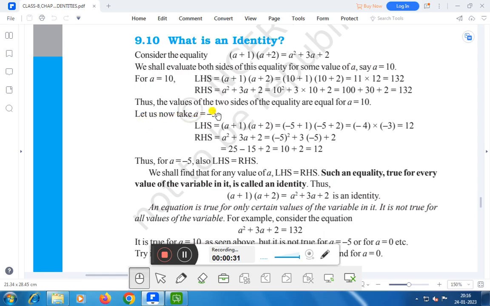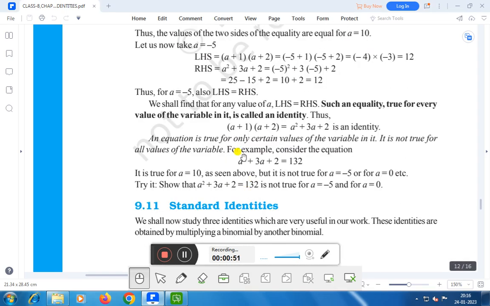Let us now take a = -5. The left hand side is equal to 12 and the right hand side is also equal to 12. So the left hand side is equal to the right hand side. We shall find that for any value of a, the left hand side is equal to the right hand side. Such an equality, true for every value of the variable in it, is called an identity. Thus, (a + 1)(a + 2) = a² + 3a + 2 is an identity.